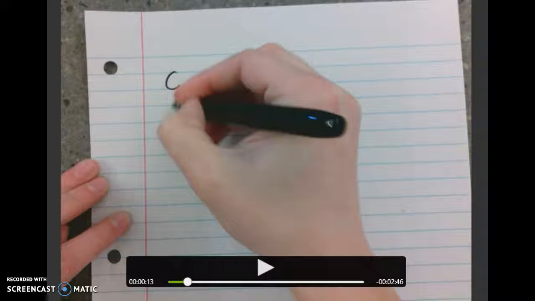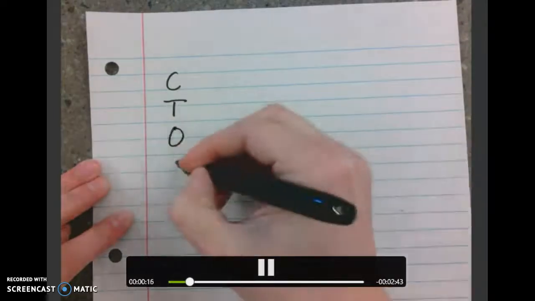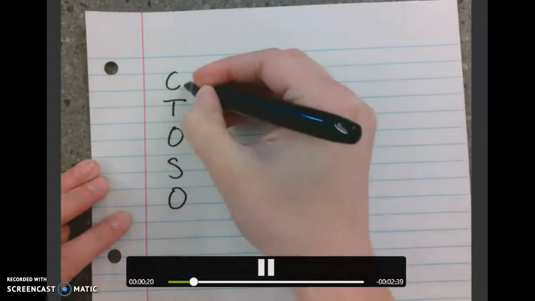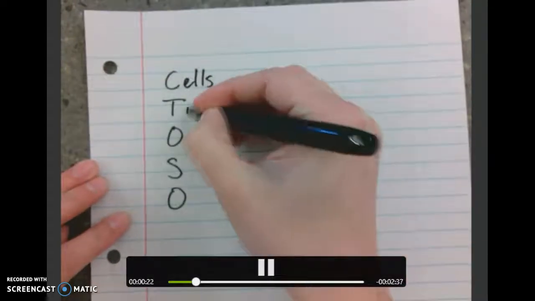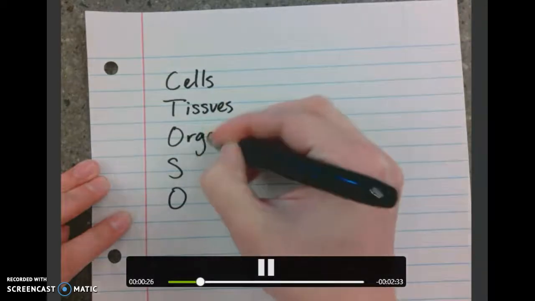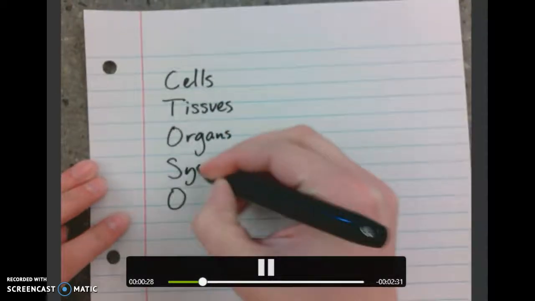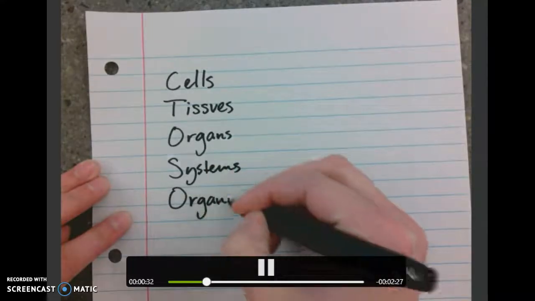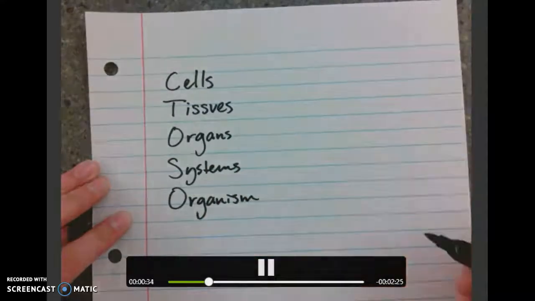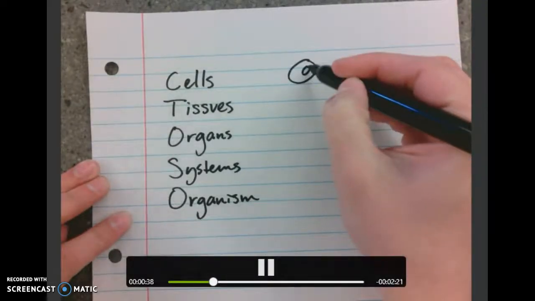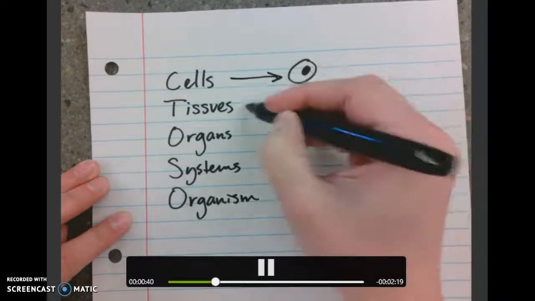The levels of organization in your body, we remember those with the acronym CTOSO. What that stands for is C for cells, T for tissues, O for organs, S for systems, as in organ systems, and then the last O is for organism. So an organism would be like the whole animal or the human or whatever. So cells we've already learned about. You guys know a lot about cells.